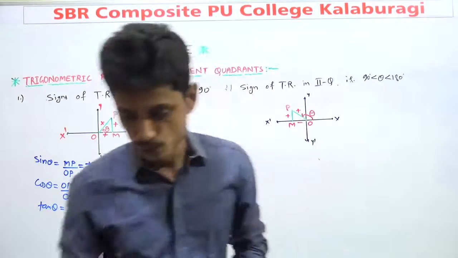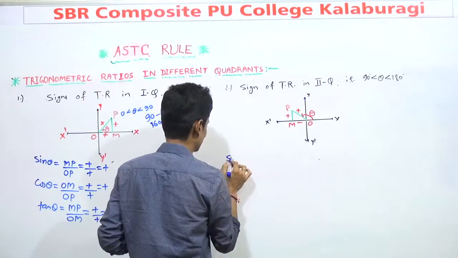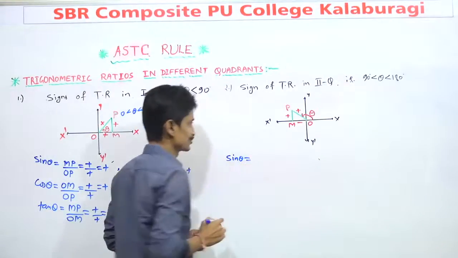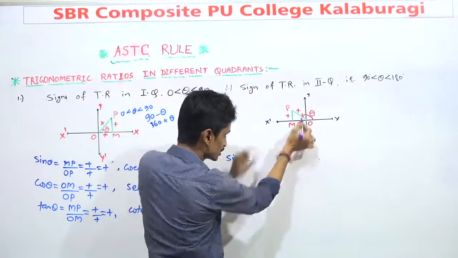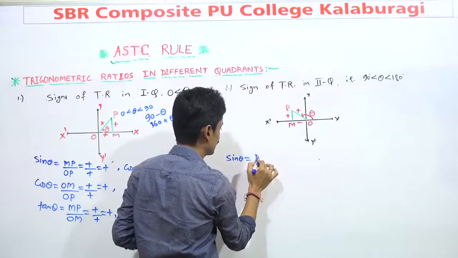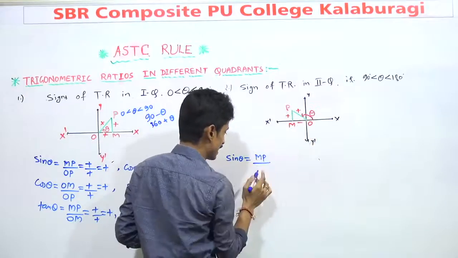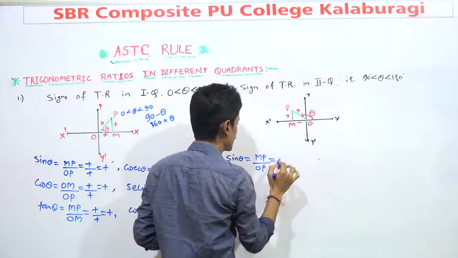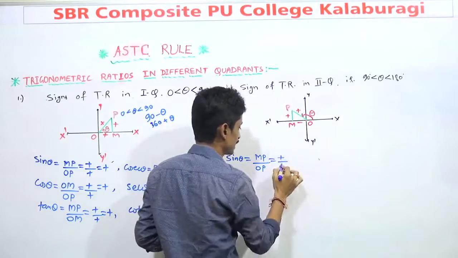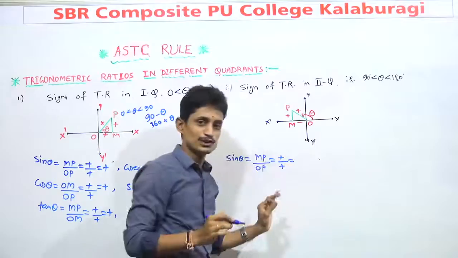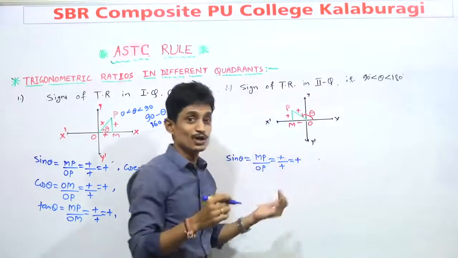Let us start to define those six ratios. First, sin theta. How do we define sin theta? The side opposite to theta is MP, and the hypotenuse is OP, so sin theta is MP upon OP. MP is positive and OP is positive. A positive number divided by a positive number gives a positive quantity.